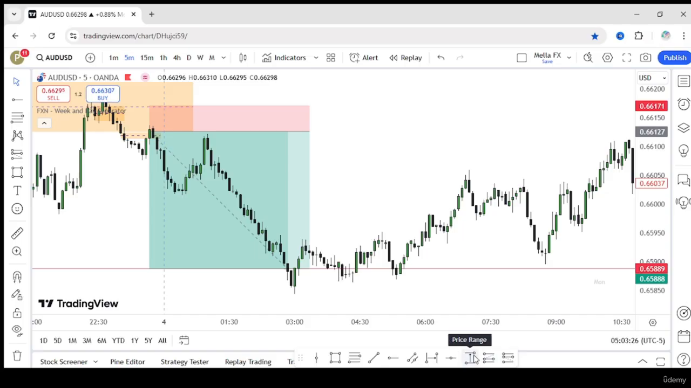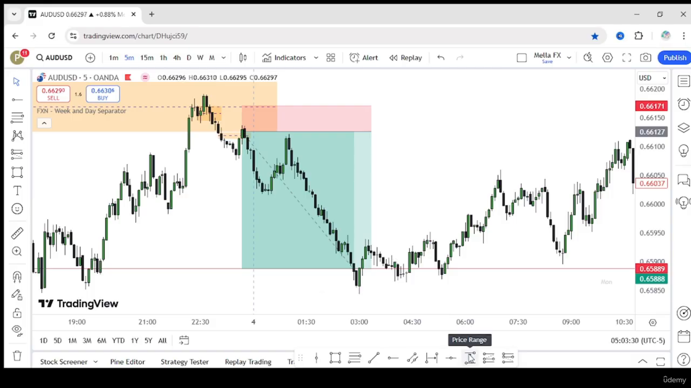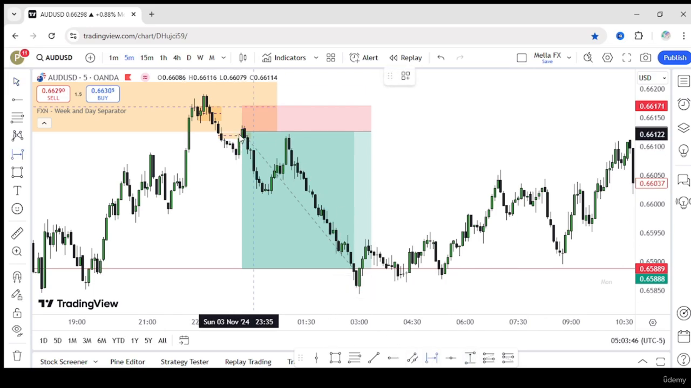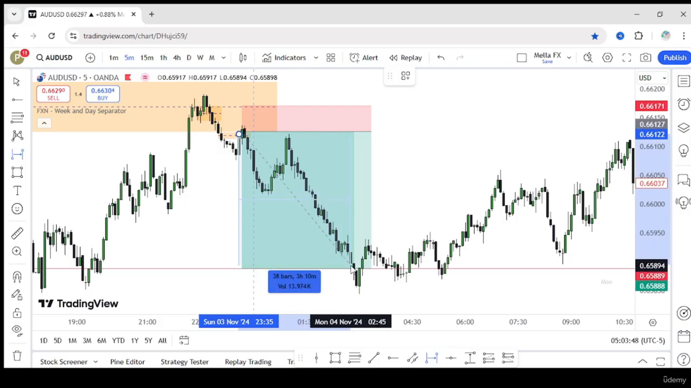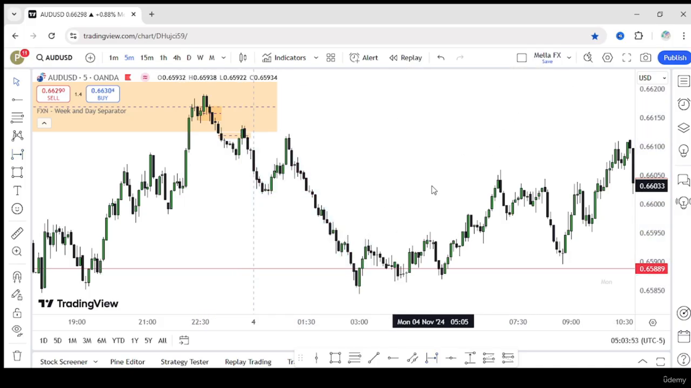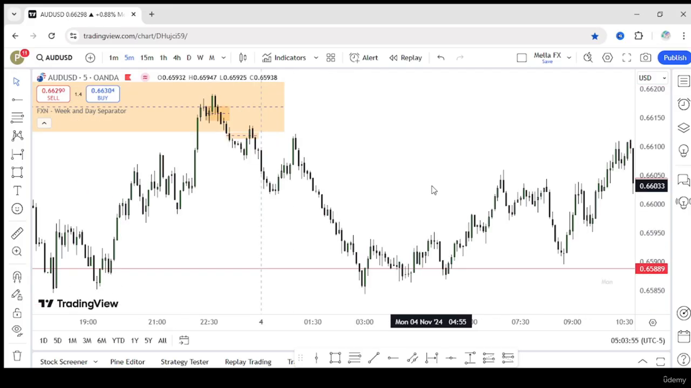Remember what we are focusing on while journaling and demo trading is the price range, how far we stayed in, how many pips we stayed in drawdown, and how long we took to move from our entry to our exit. So it took 3 hours and 10 minutes. On average, you want to get the average time that the market takes between your entry and your exit.